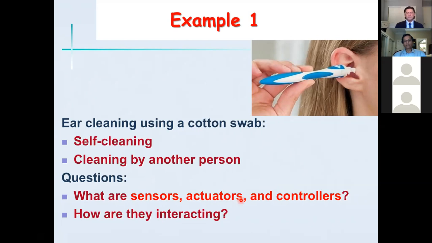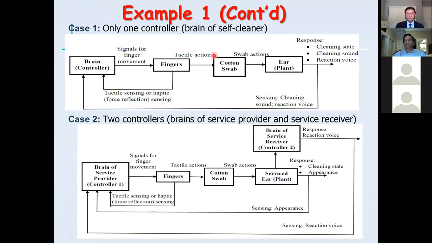Okay, now it's good. So this problem, if you do it yourself or if somebody else does it, it's two different problems. How does it differ? You can see that here. This is self-cleaning. This is the cleaning of your ear by somebody else. In self-cleaning, the controller is your brain, okay? And then your actuator is your fingers that manipulate your cotton swab. And then the plant is your ear.